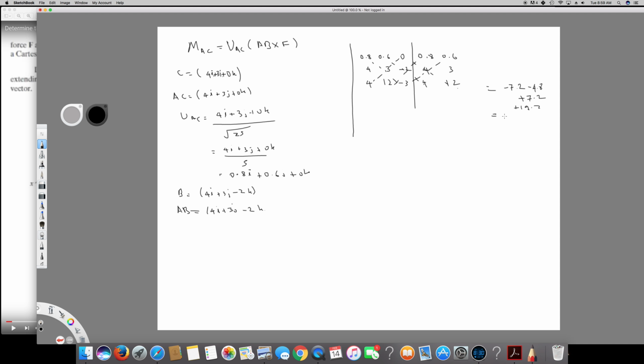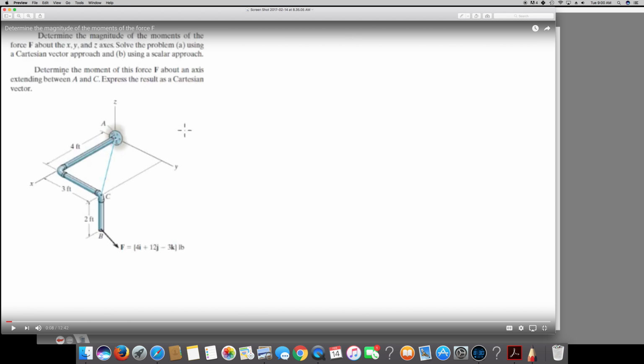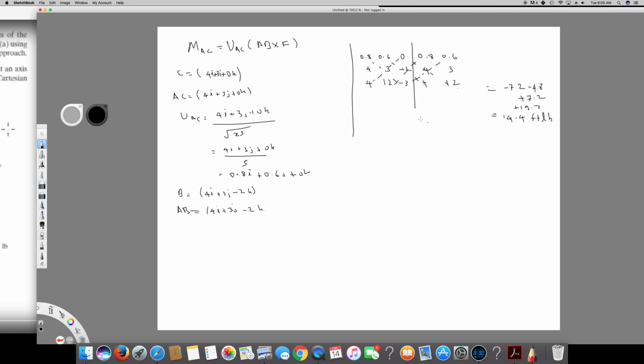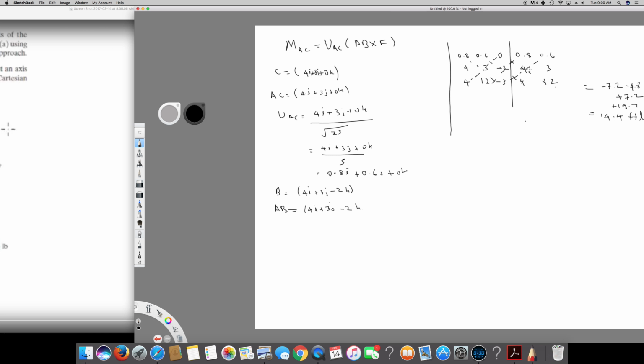If I add all of them together, I will end up with 14.4 foot-pounds. This is my final answer, but we are not done yet, because the question is asking to determine the moment of this force F about an axis extending between A and C and express the result as a Cartesian vector. So in order to express this result, I have to multiply this number by UAC. Let's see what happens.